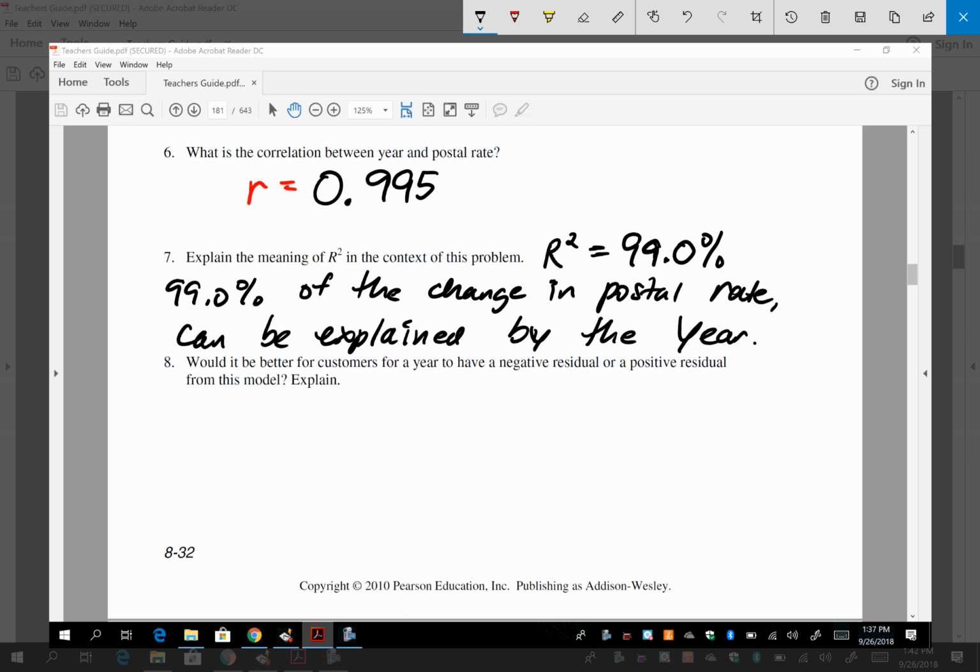What are we doing? Number 8. Here we go. We are basically looking at residuals. Do you remember the formula to find a residual?